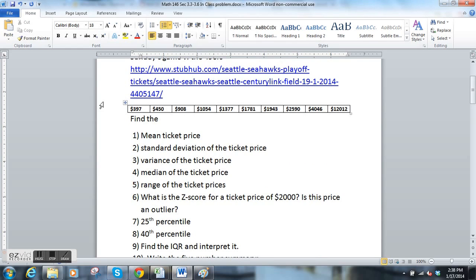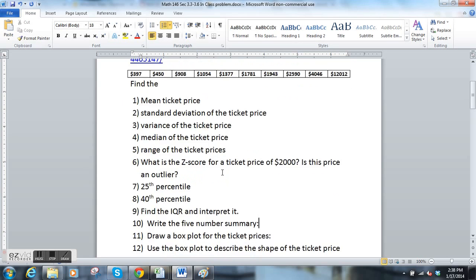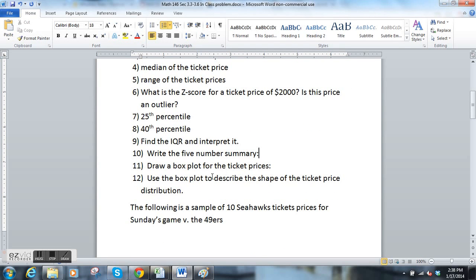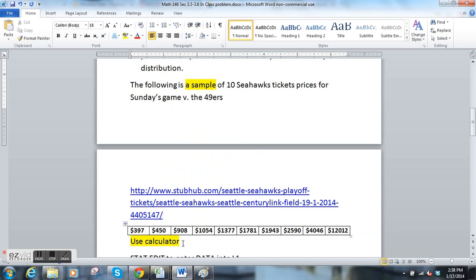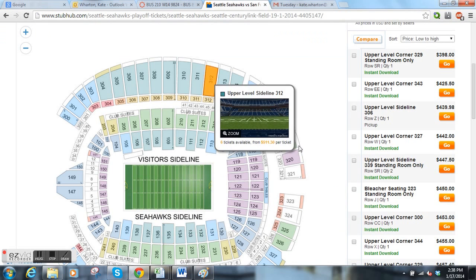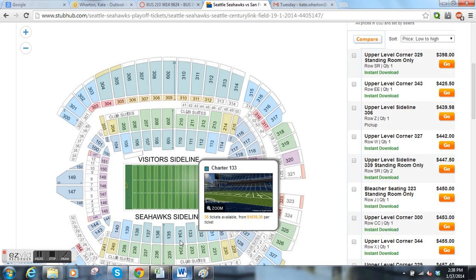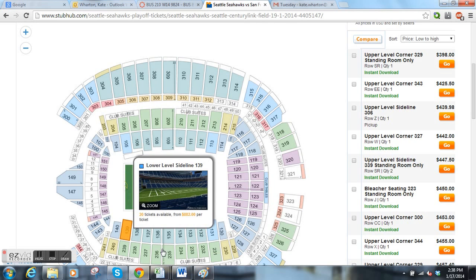a sample of numbers. First thing to keep in mind when you read a problem like this, the following is a sample of ticket prices. So this tells us that these numbers are a sample. These numbers do not represent a population, they represent a sample. If you go to this site, there are many, many tickets you can buy. So the 10 tickets that I put out there are just a sample.